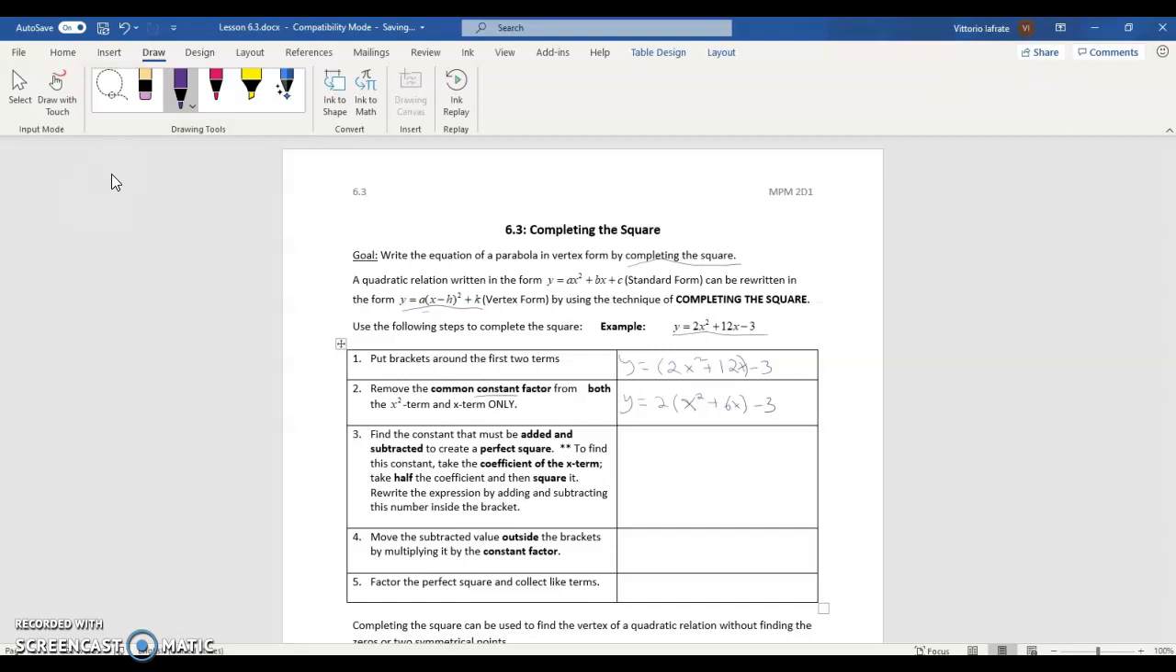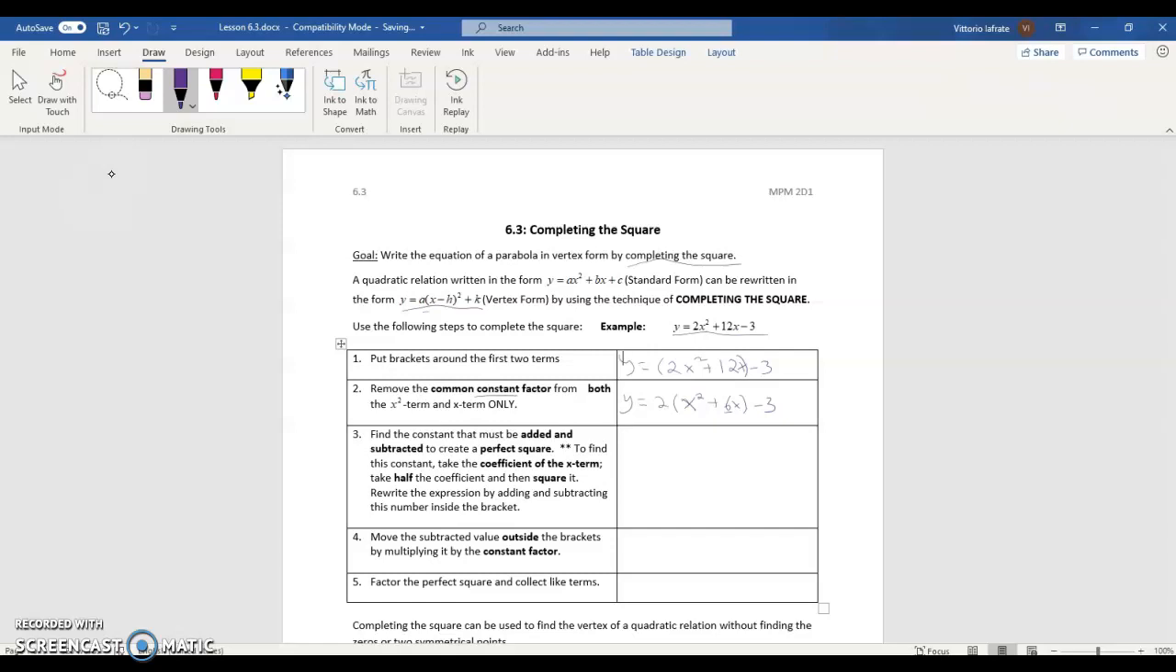Find the constant that must be added and subtracted to create a perfect square in here. To find the constant, take the coefficient of the x term, so the 6 over here. Take half the coefficient and then square it. Rewrite the expression by adding and subtracting this number inside the bracket. So let me show you how to do that.